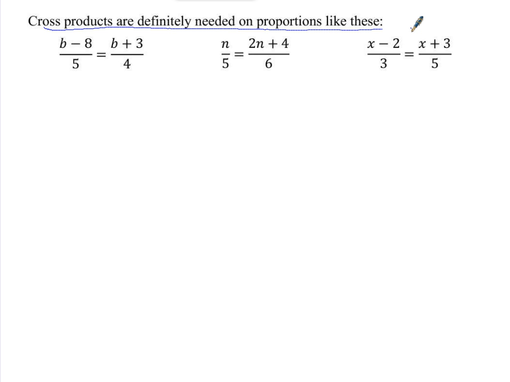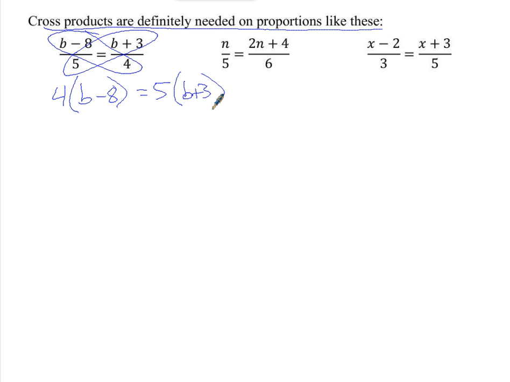Cross multiply. We have 4 times b minus 8. So write that down. 4 times b minus 8 equals, cross multiply here, 5 times b plus 3. So now the proportion's gone, but we're left with an equation that we would have seen in like section 3, solving multi-step equations. So what do we need to do first here?